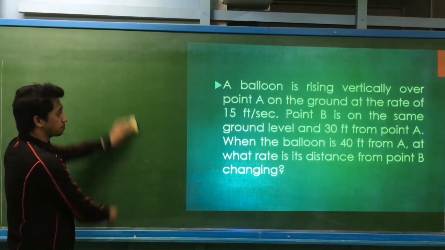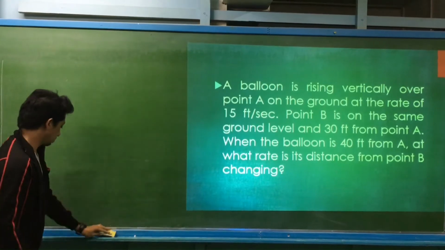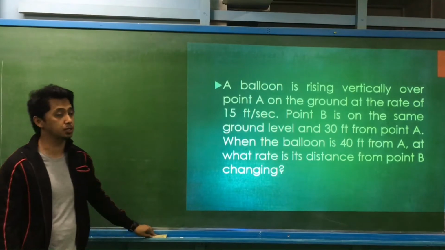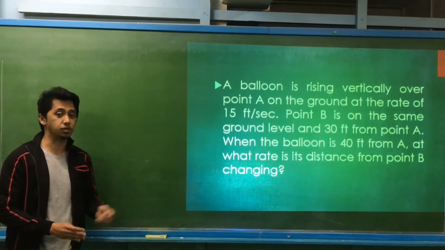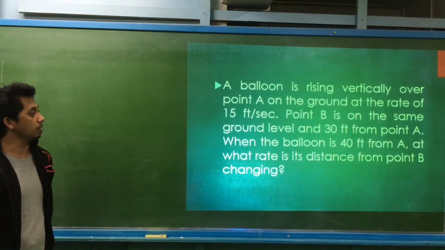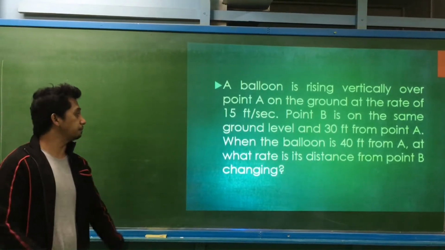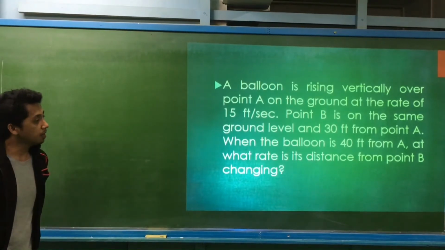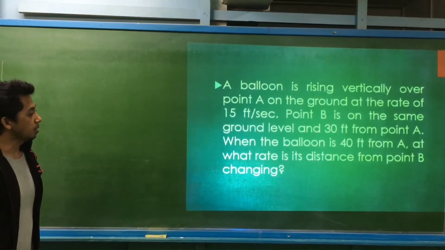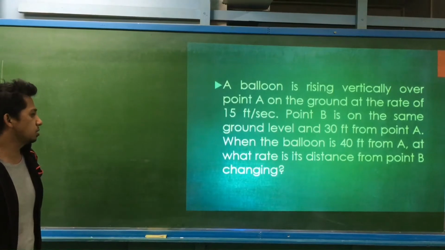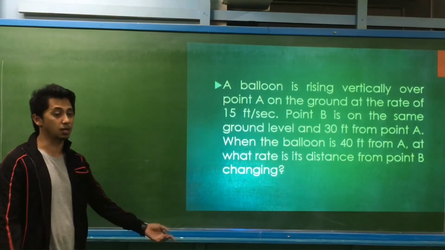Maybe you may encounter this type of problem from your physics, calculus-based. A balloon is rising vertically over point A on the ground at the rate of 15 feet per second. Point B is on the same ground level and 30 feet from point A. When the balloon is 40 feet from A, at what rate is its distance from point B changing?